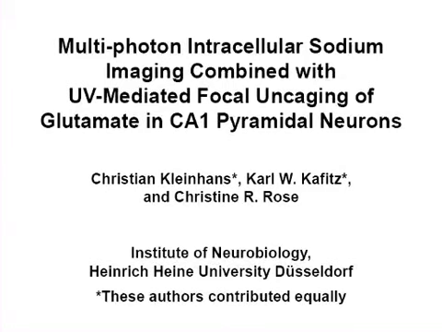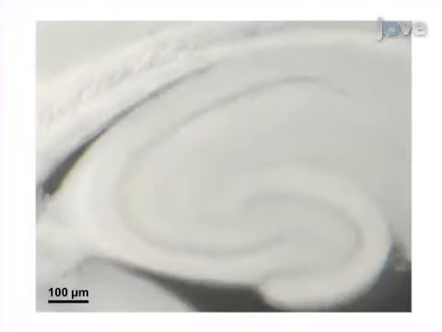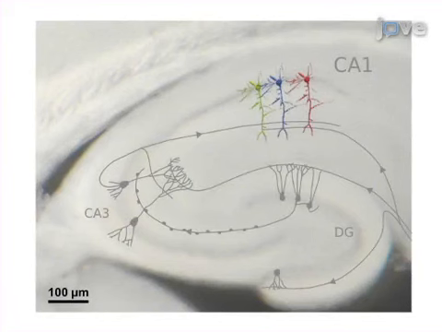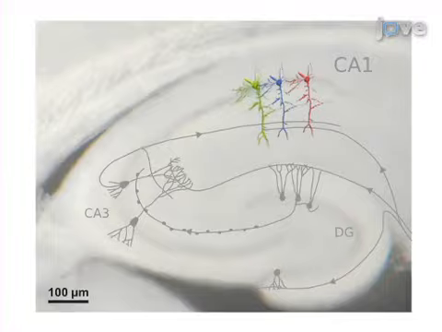The overall goal of this procedure is to evoke and analyze sodium dynamics in small cellular compartments such as spines and dendrites of central neurons in the intact tissue. This is accomplished by first preparing an acute mouse hippocampal slice, loading a pyramidal neuron with the sodium-sensitive fluorescent dye SBFI through a patch pipette, and visualizing the cellular morphology using multi-photon excitation.